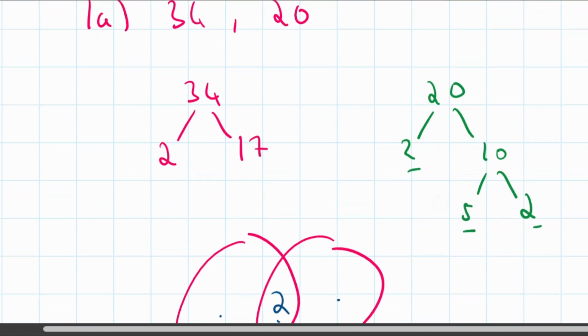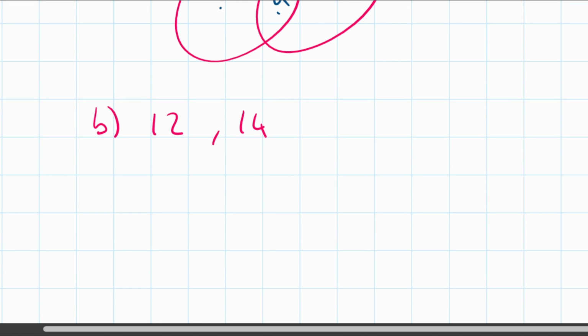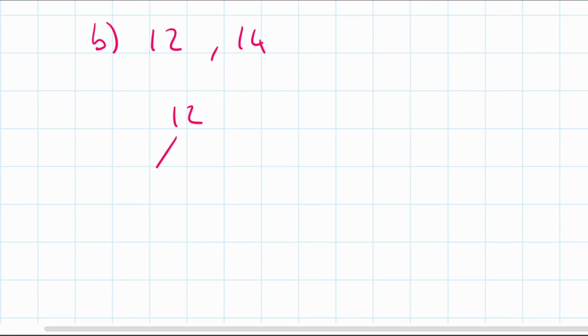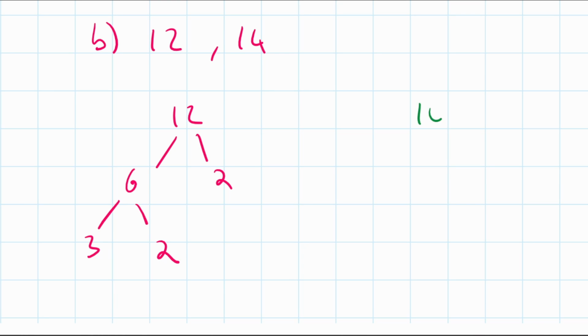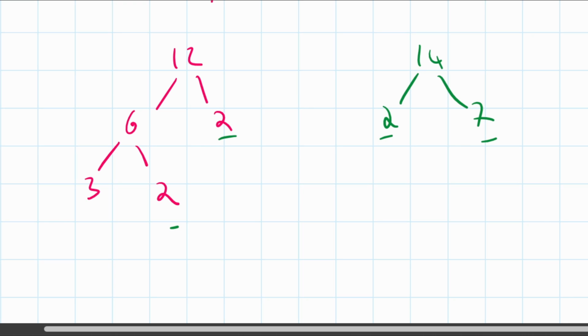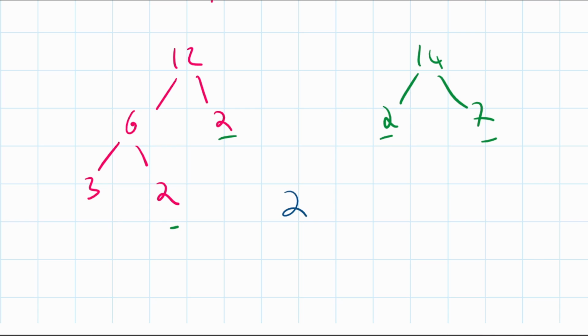The next one has 12 and 14. So we can break it down again. 12 broken down, we've done this number a couple of times already, I'll just do it quickly: 6, 2, 3, 2. And we do the same thing for 14 over here, 2 and 7, and 7 is a prime number. You might be able to do the Venn diagram in your head now. In the middle we should have just 2. So the highest common factor of 12 and 14 is 2.